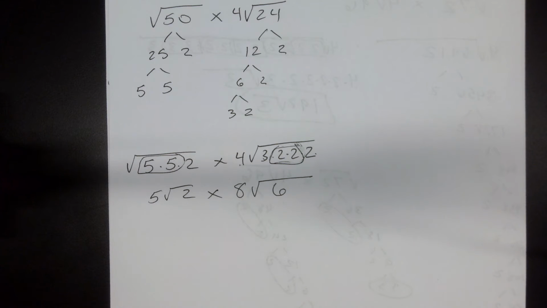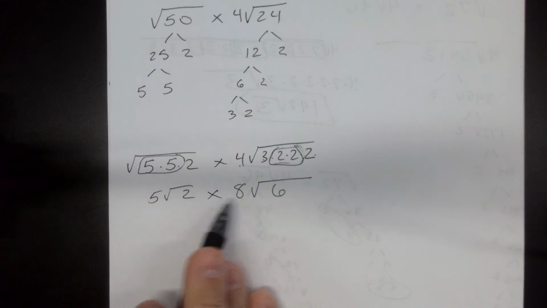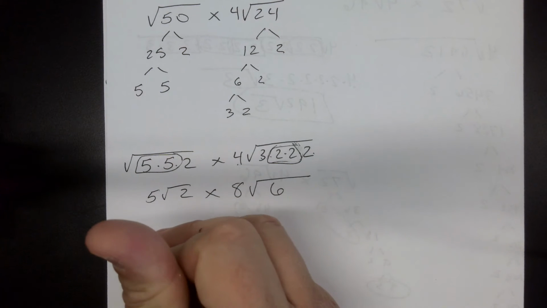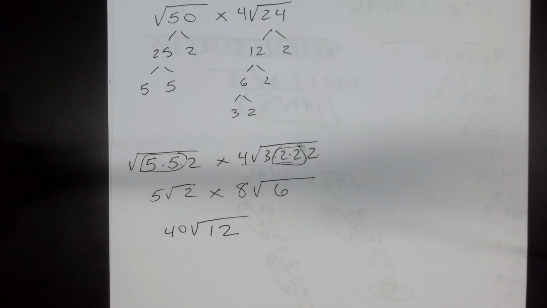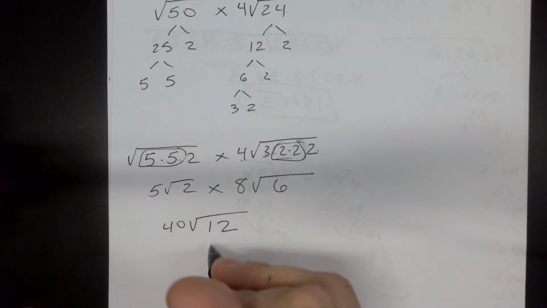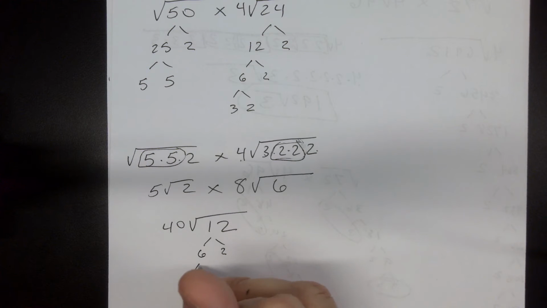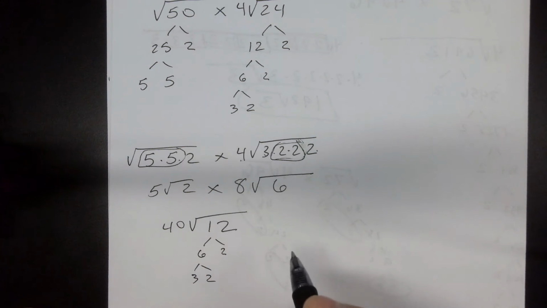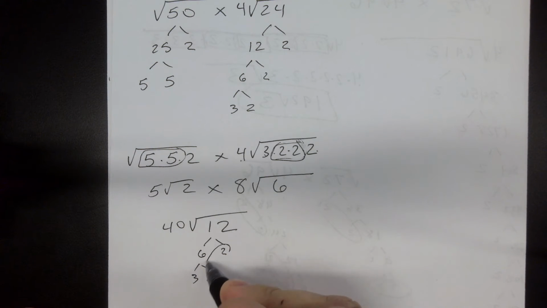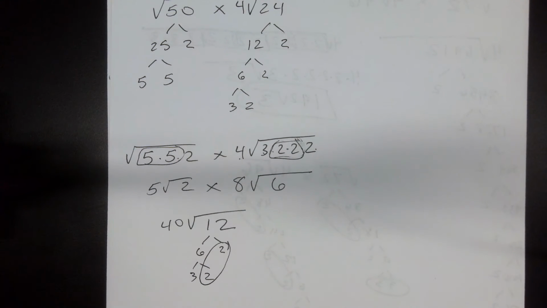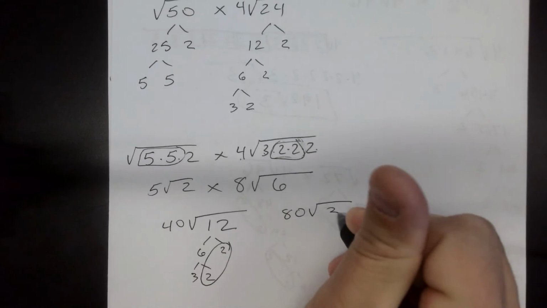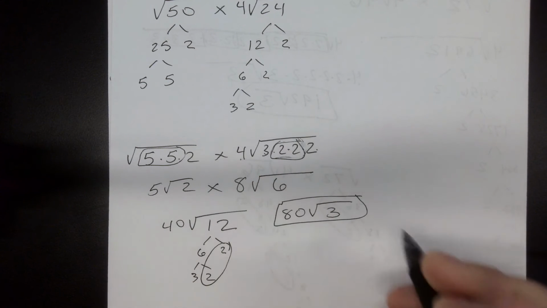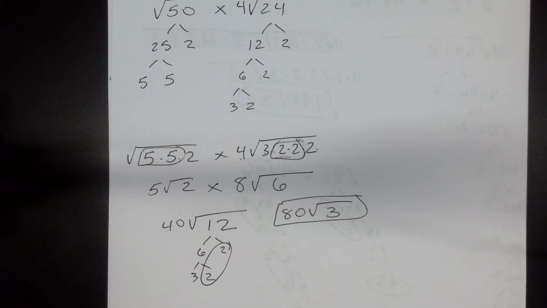Now we can multiply them together. We multiply the outside numbers together. 5 times 8, which is 40. 2 times 6, which is 12. Look to factor again. It does, to give us 6, 2, 3 and 2. We're going to have a pair of 2s. Bring them out. We get 80 square root of 3 is our solution.